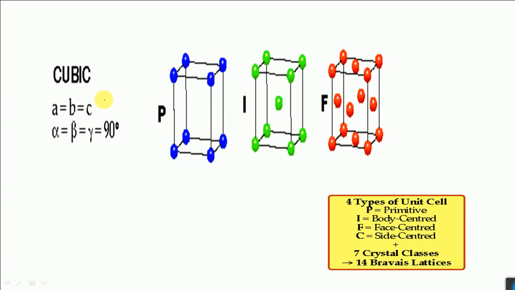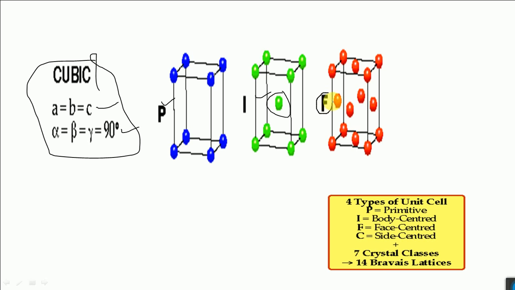Now, let's take how A, B, C and alpha, beta, gamma values differentiate one system from another. In cubic, A, B, C are equal, and alpha, beta, gamma all have values of 90. P represents a primitive cell in which all the points are only at the corners. I represents body centered: along with the corners, the point is at the center of the body. F represents face centered: along with the corners, the points are at the centers of the faces.